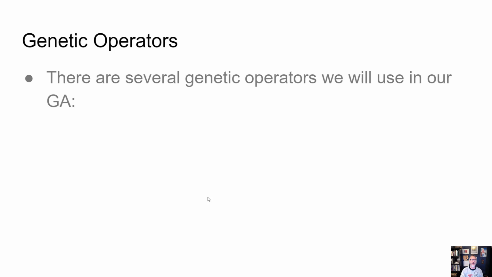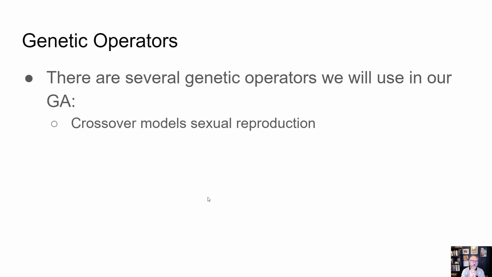All right, now let's talk about our genetic operators that we're going to use to move our population forward until we find a solution to the problem. There are several different genetic operators we're going to use in our genetic algorithm. We're going to use crossover, which models mating, sexual reproduction, where two individuals come together, somehow intermingle their genetic material and produce offspring. We're going to look at mutation, which models biological mutation.